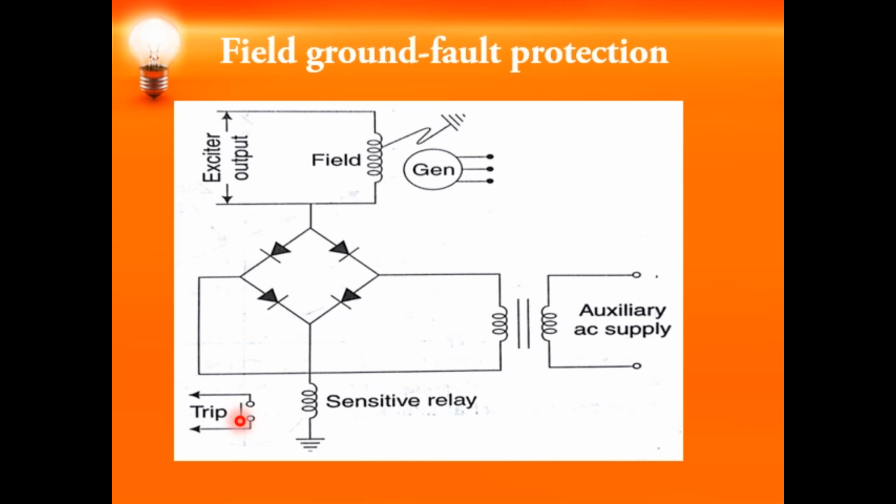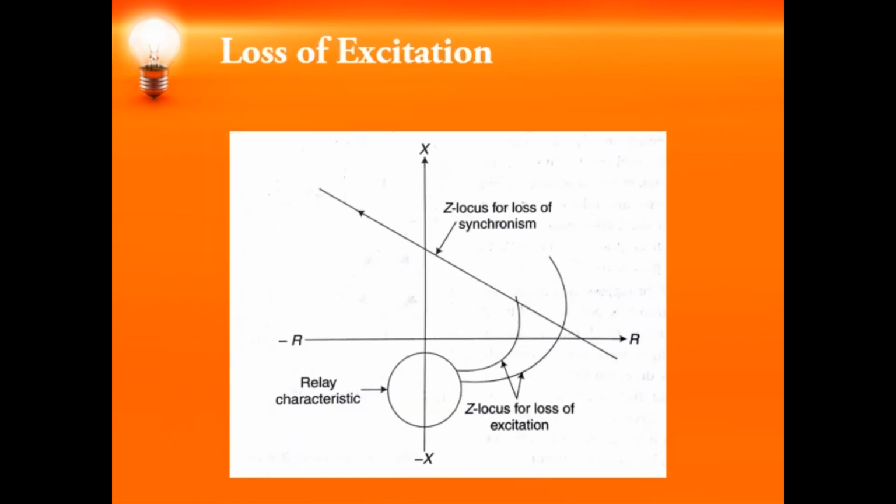Next is loss of excitation. Whenever the excitation of a generator is lost, it will rotate at a high speed and operate as an induction generator. If we consider a round rotor generator, those generators don't have damper windings, and hence they are not suitable for such an operation.